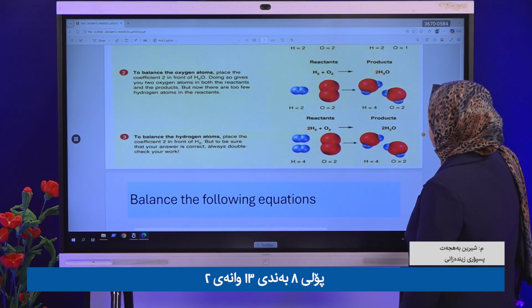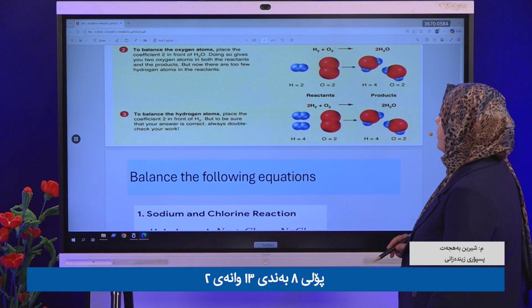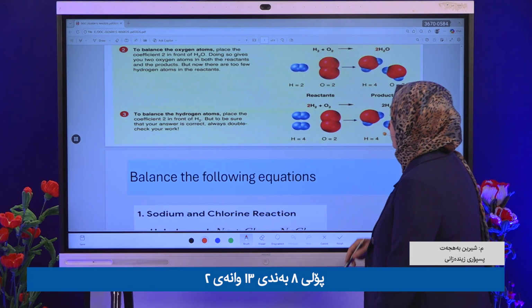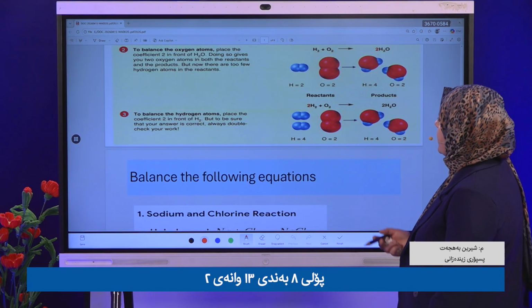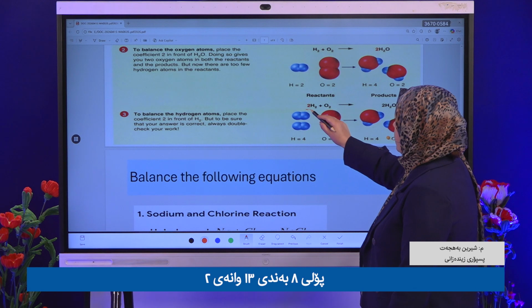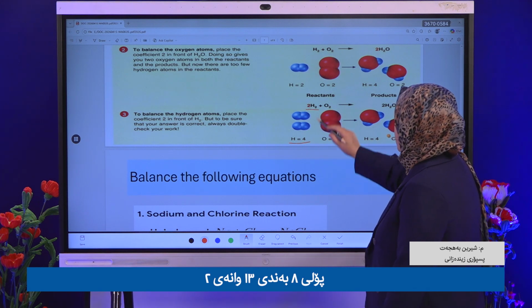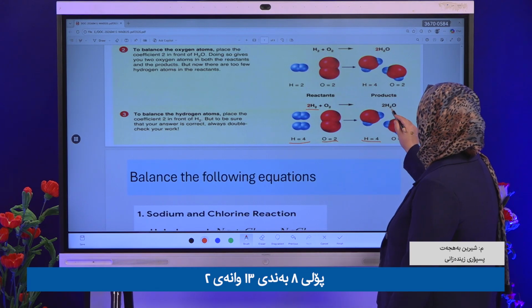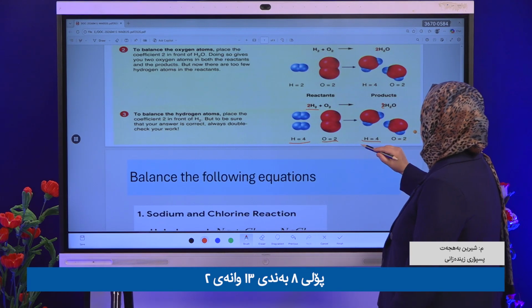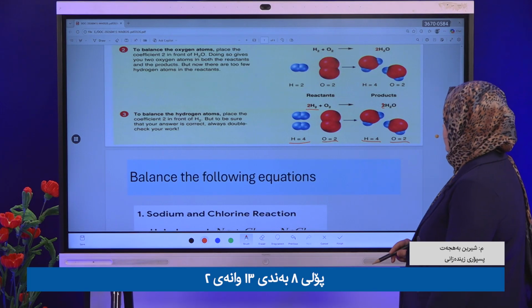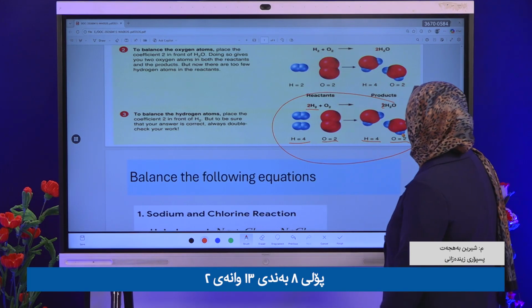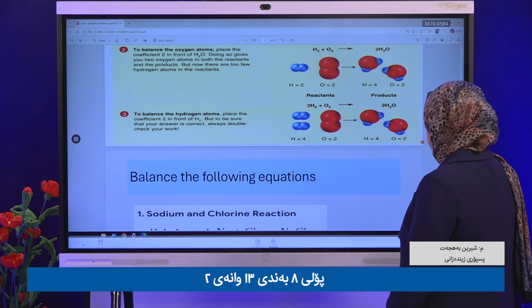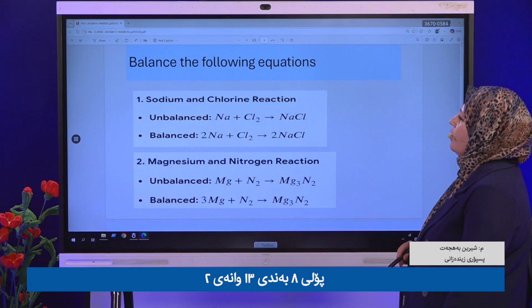Look at here. So we added what? Coefficients. Where did we add them? In front of hydrogen. Why? Because on the other side there are 2 hydrogen, so the hydrogen will be 4. What about the oxygen? It's 4 too. So is that balanced or not? Of course it is balanced. Clear? It's easy, huh?